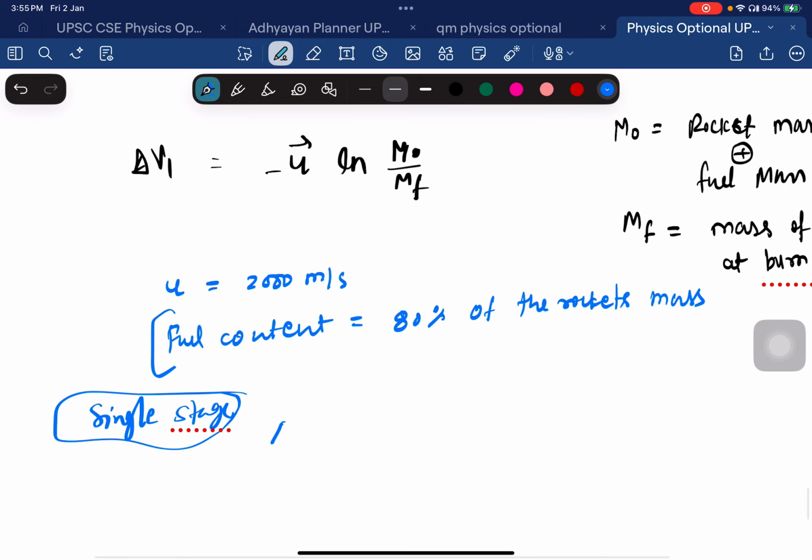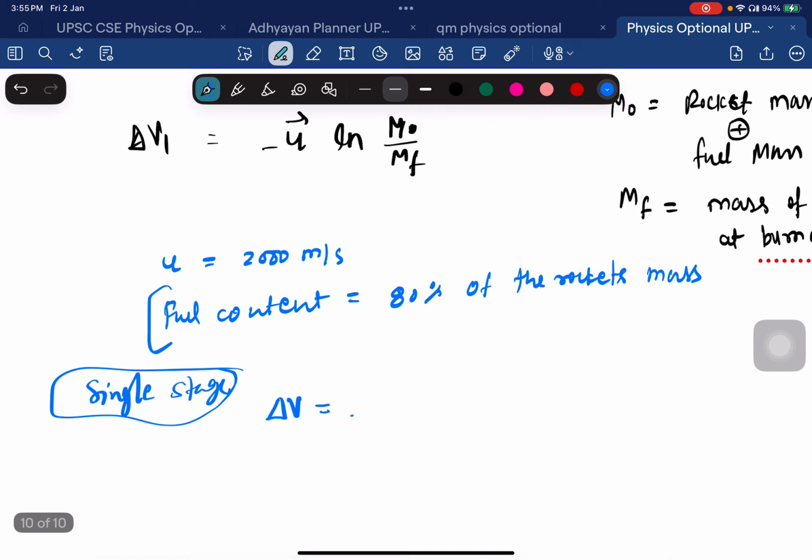If I calculate delta V for the single stage, then it is 2000, I am not considering direction because it is obvious, times ln of m naught initial over the final mass that remains, which is 1/5 m naught. So it is 2000 ln 5 meters per second.